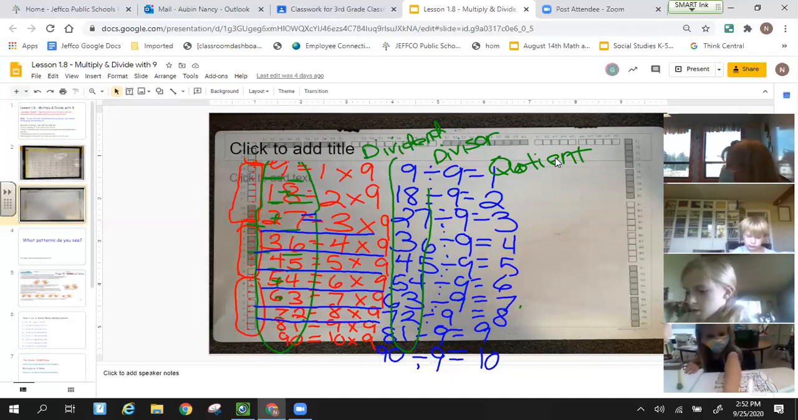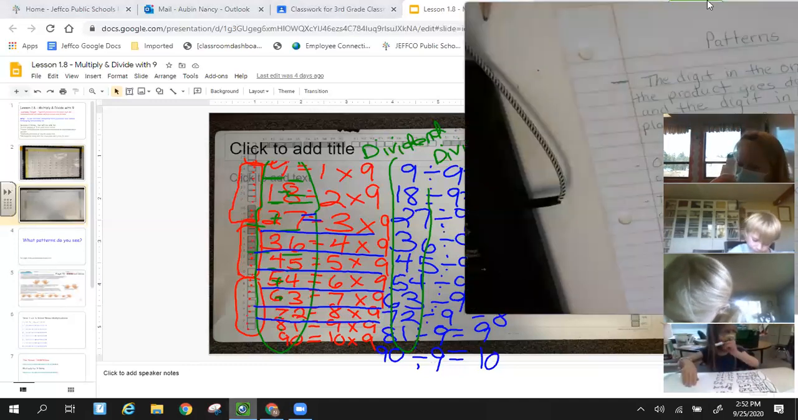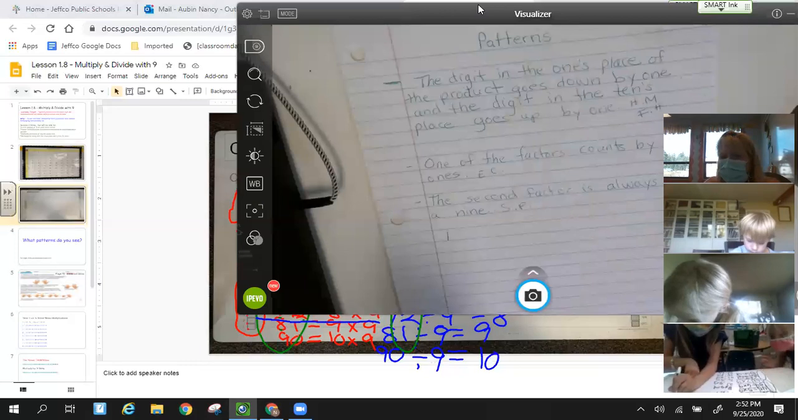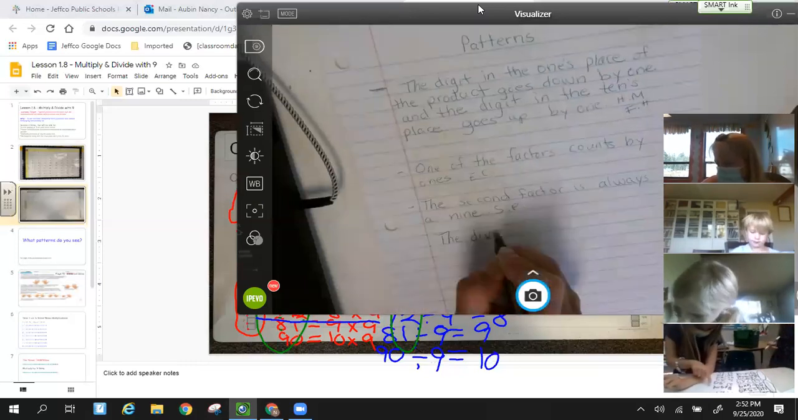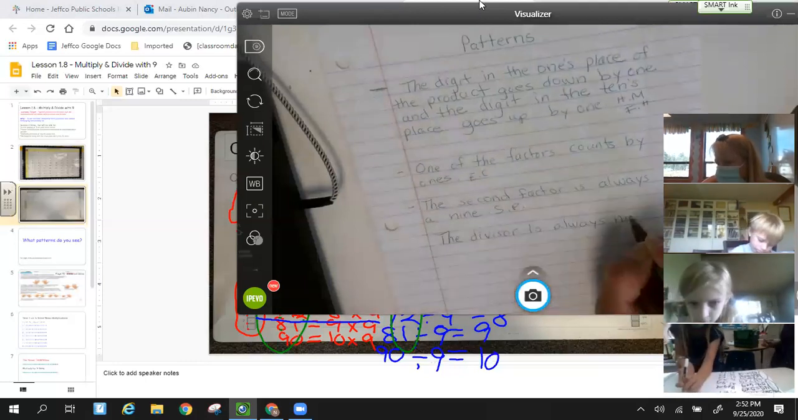Abby, the small one. So, the divisor is always 9. Okay, so we notice the divisor, and I'll move this over, is always 9. The divisor is always 9.